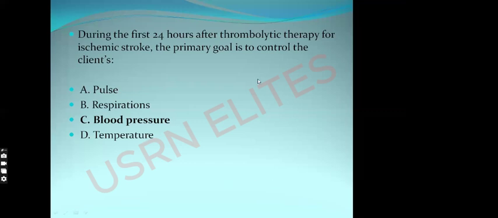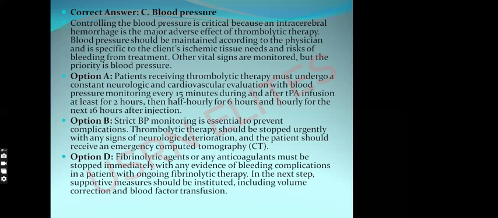Right. So we have our next question here. During the first 24 hours after thrombolytic therapy for ischemic stroke, the primary goal is to control the client's what? The answer is blood pressure. All right. So let us take note of it. I've already voted the answer. Can we move on? Once again, the blood pressure aspect, take note of it.